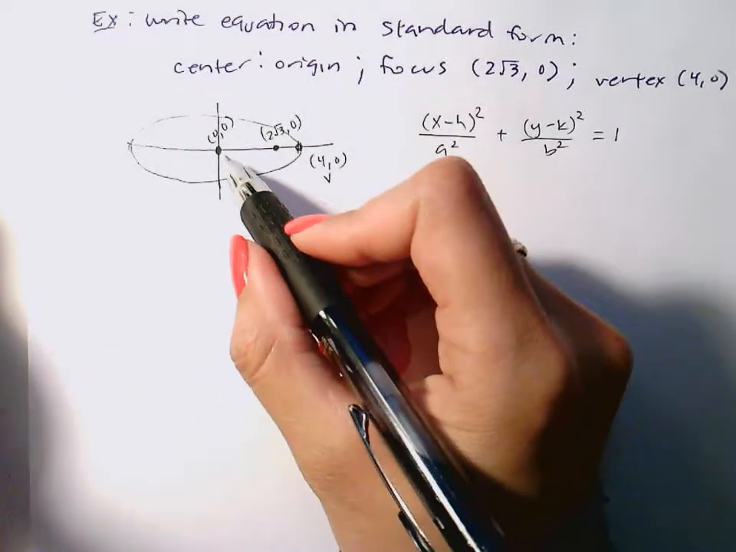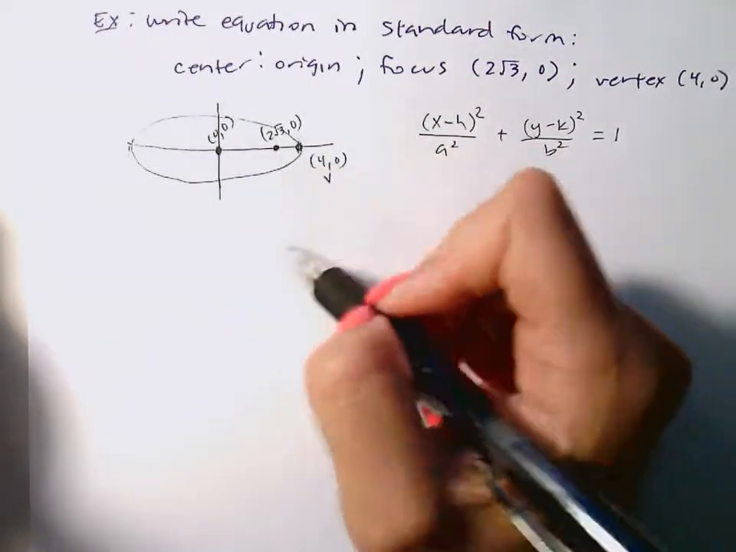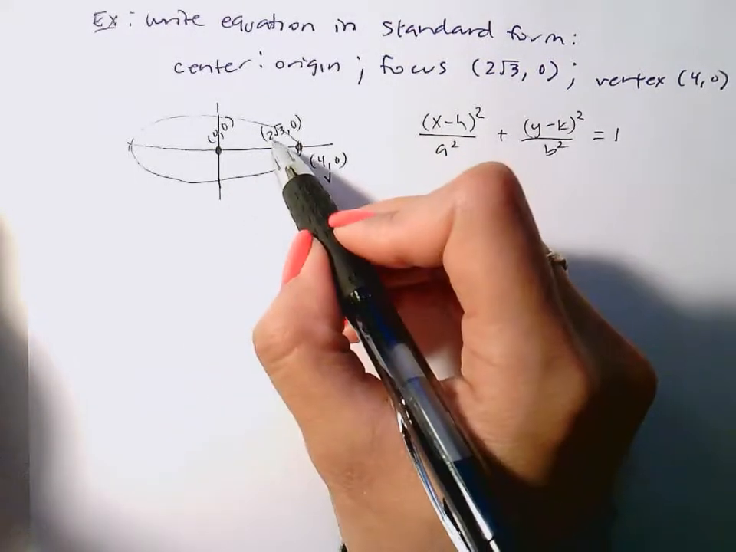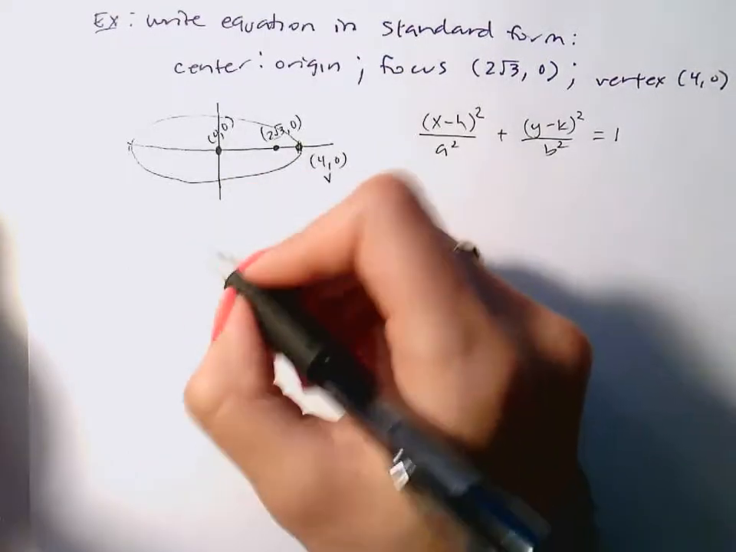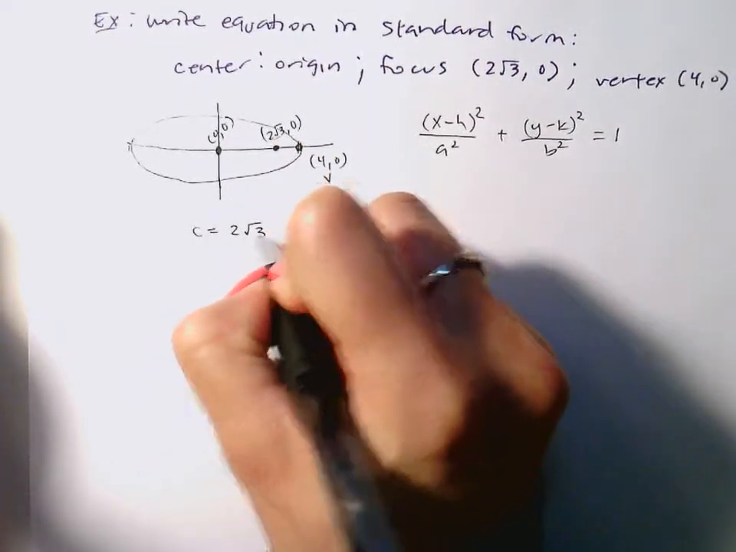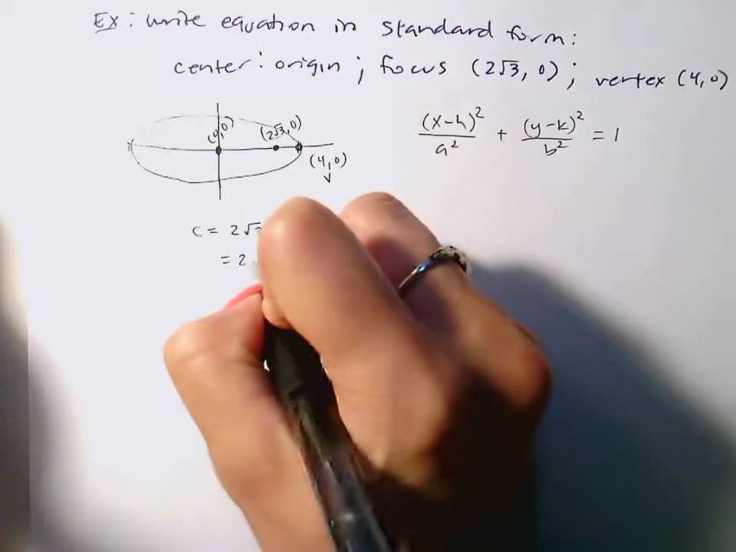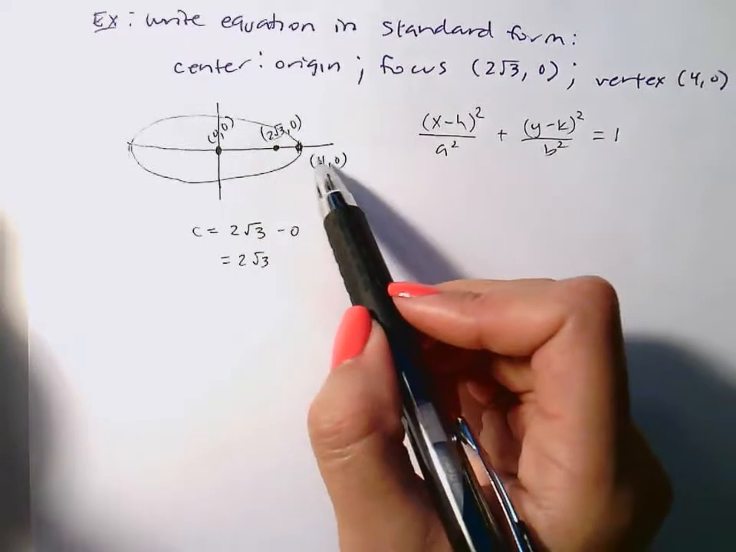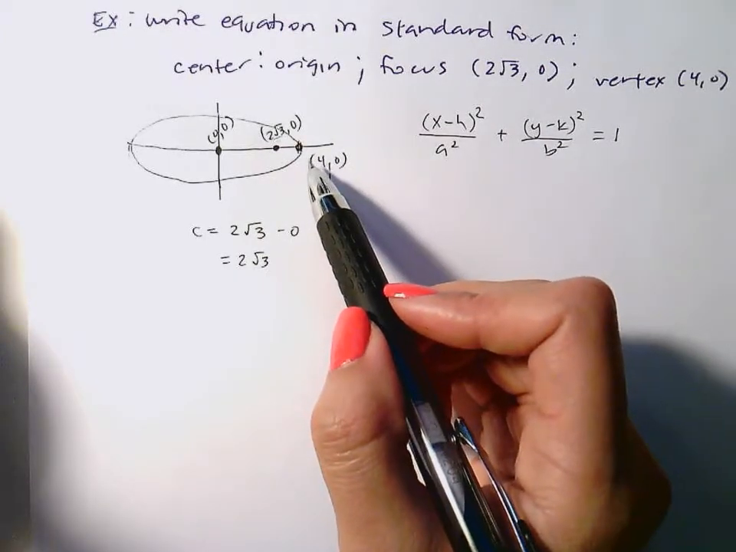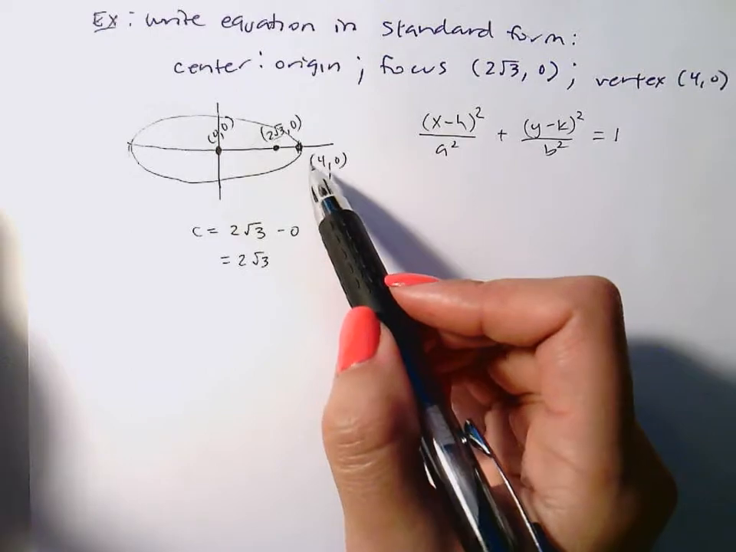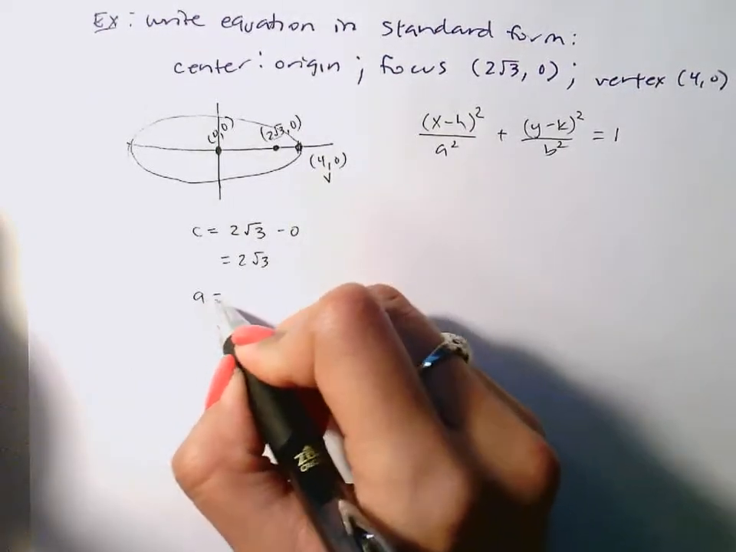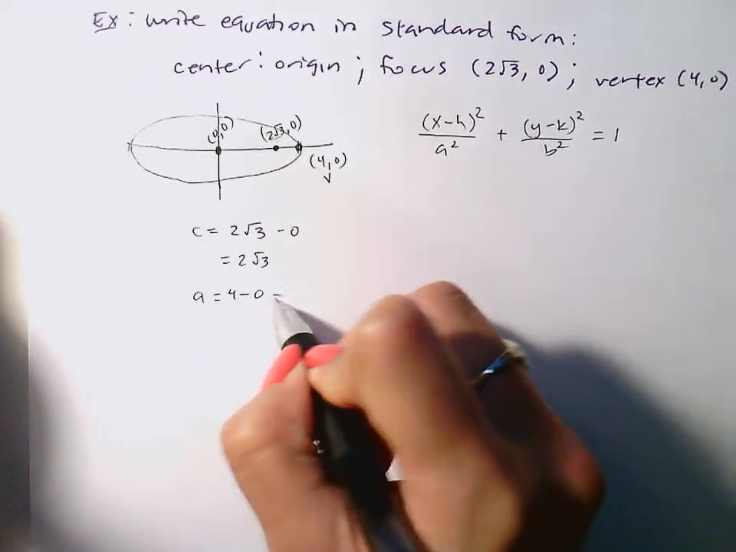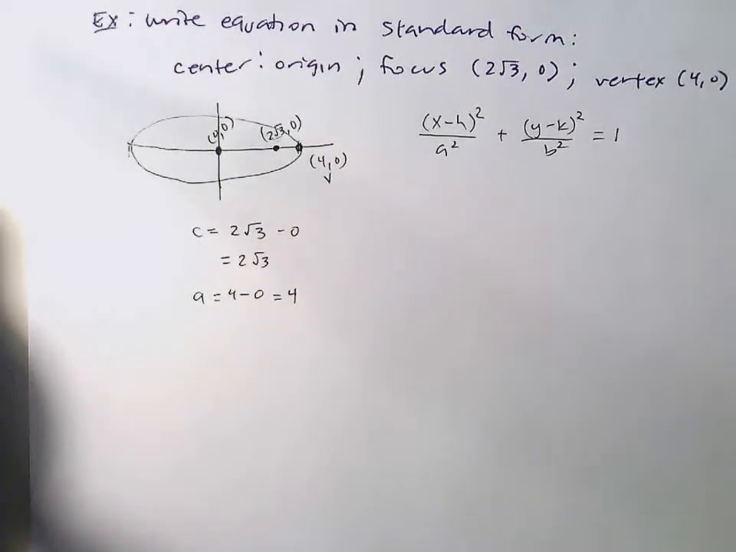In this case, c is the distance between the center and the focus. So the distance between center and focus is equal to c, which is equal to 2 radical 3 minus 0. So c equals 2 radical 3 minus 0, which is equal to 2 radical 3. We also know the distance between the center and a vertex. So the distance between the center and the vertex is equal to a. So that means that a is equal to the distance 4 minus 0. So 4 minus 0 gives me back a 4. But what is b equal to?